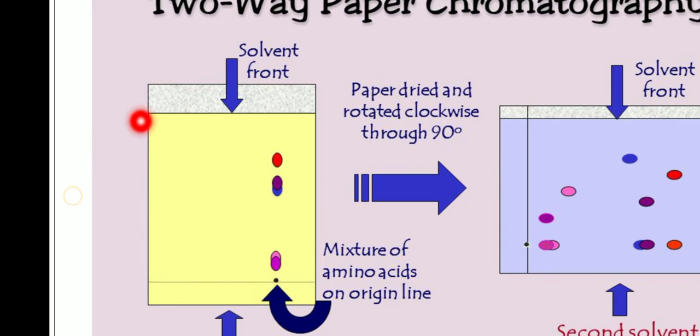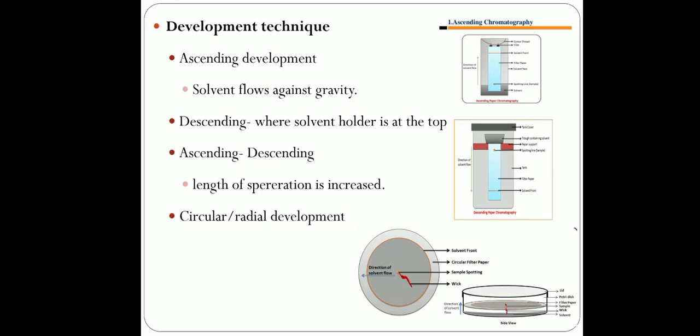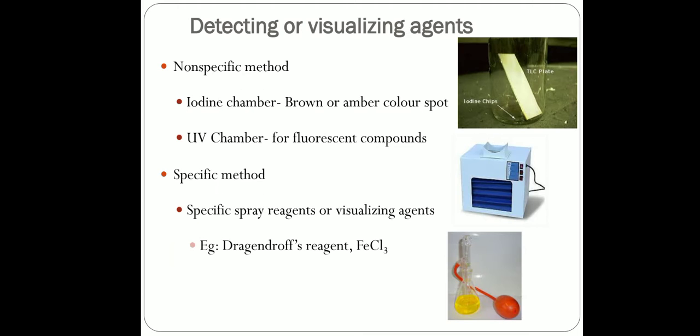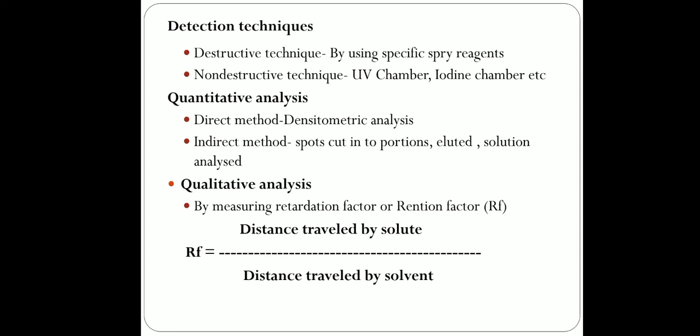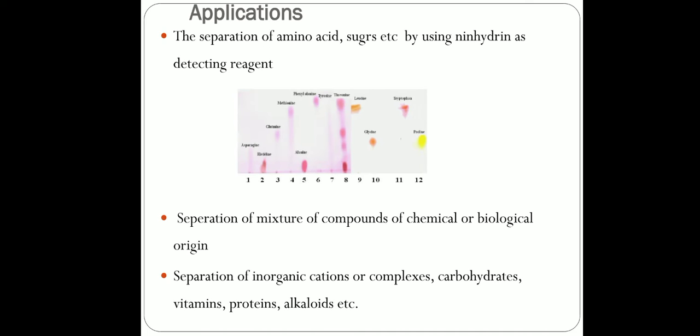So this and this. Here 1, 2, 3, 4, 5 spots are there. So for distance travelled by solute, 5 different values will be there. And distance travelled by solvent means from this point up to the solvent front. So the RF value is distance travelled by solute divided by distance travelled by solvent. That is for the qualitative analysis.